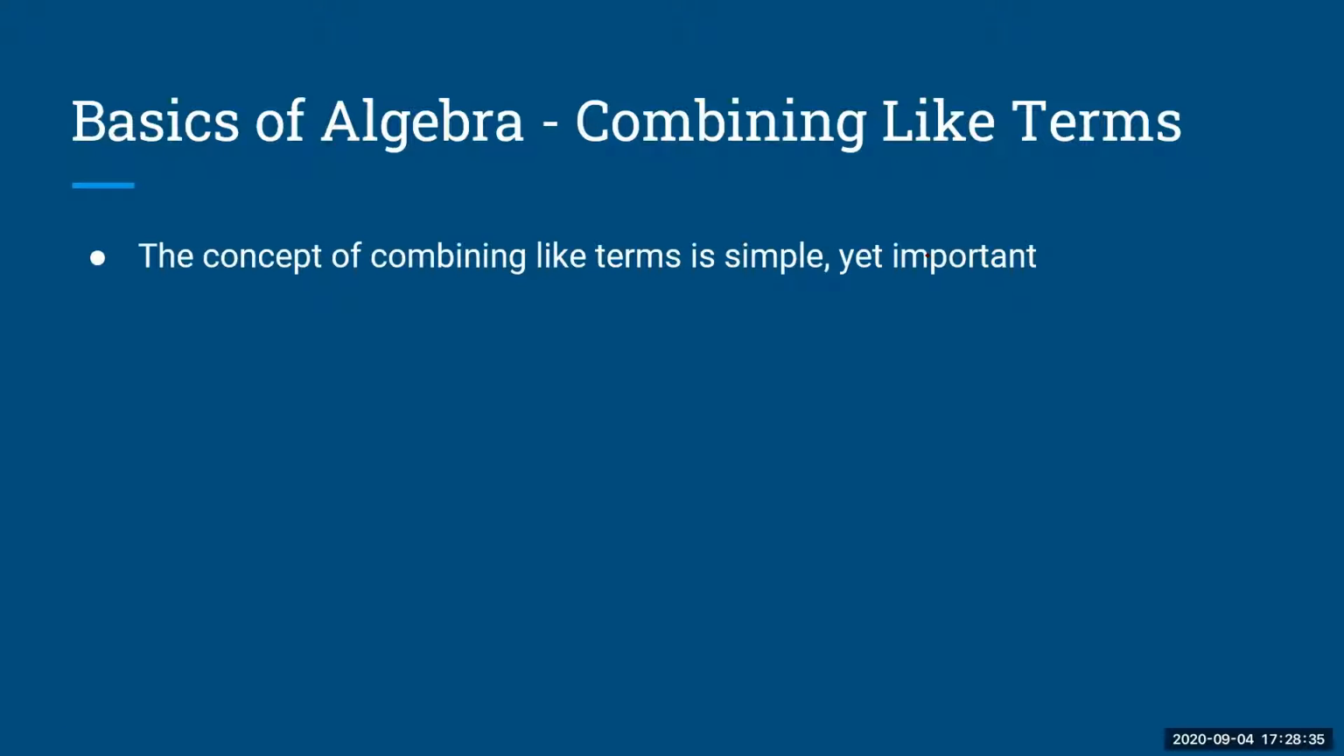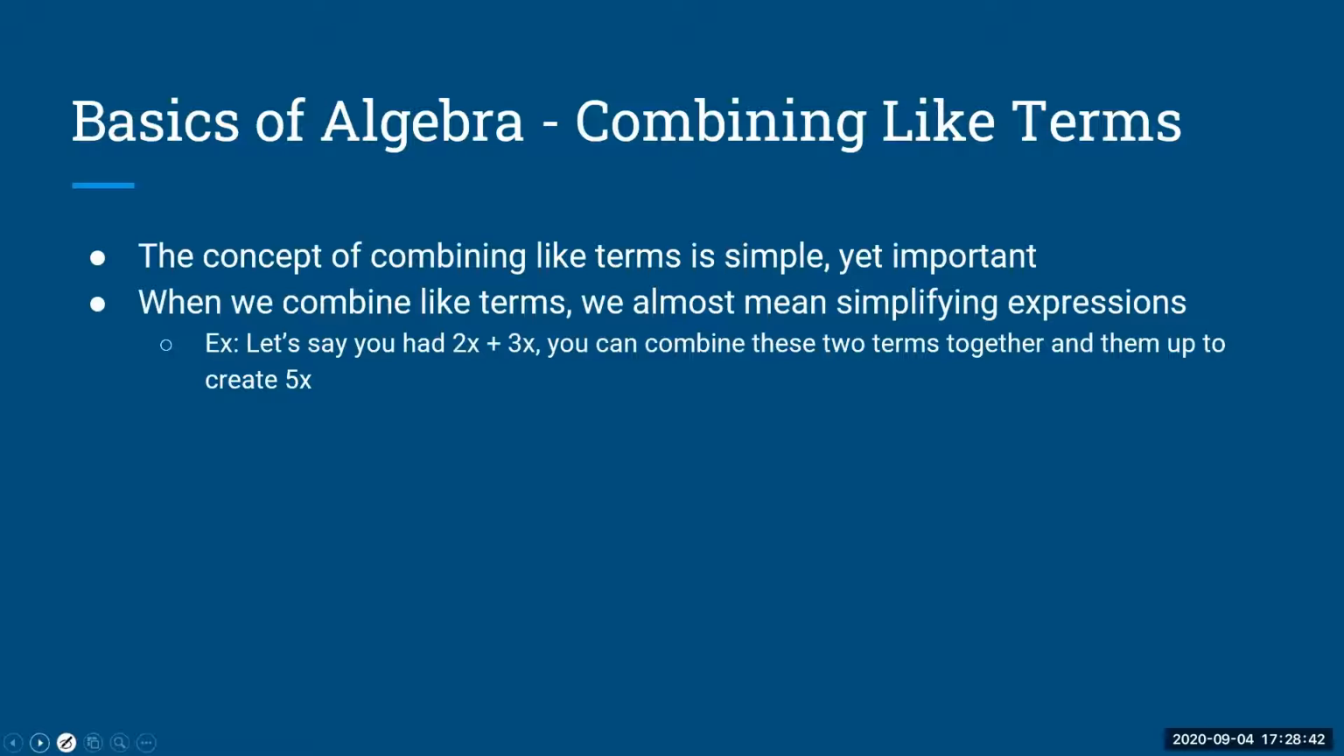Basics of algebra: combining like terms. So combining like terms is simple. It's pretty easy actually, but it's really important. When you combine like terms, it's almost like simplifying expressions. So let's say you had 2x plus 3x, right?